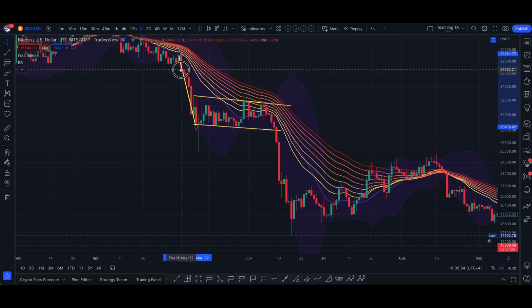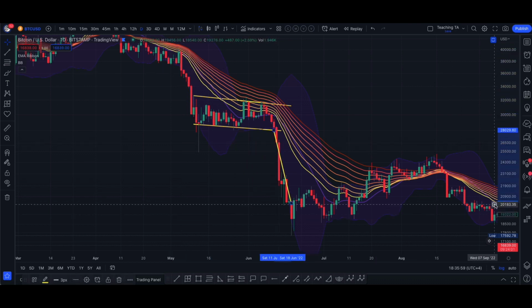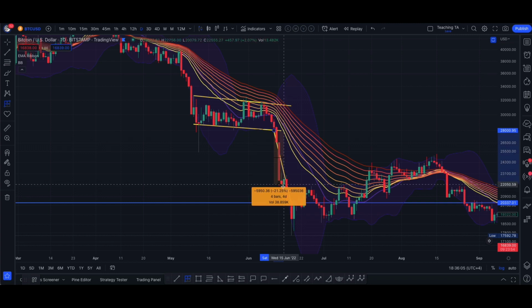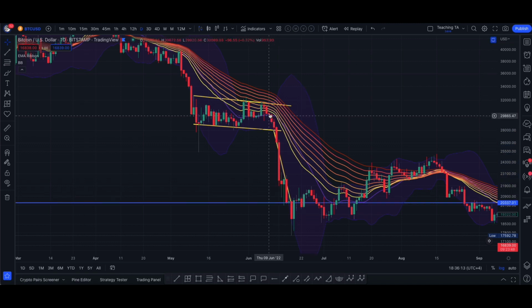Then we just take the height of this bear flag, put it below, and see that our take profit target is around $20,300. And boom, if you were to have taken this trade, you would have made 27% unleveraged on Bitcoin. And that's crazy. That is literally by only using 2 indicators and a chart pattern. That's it. It's that simple.